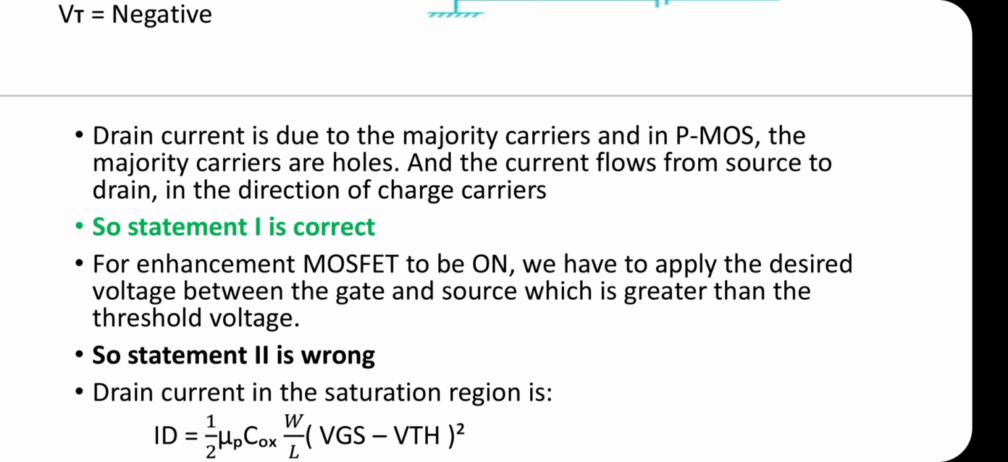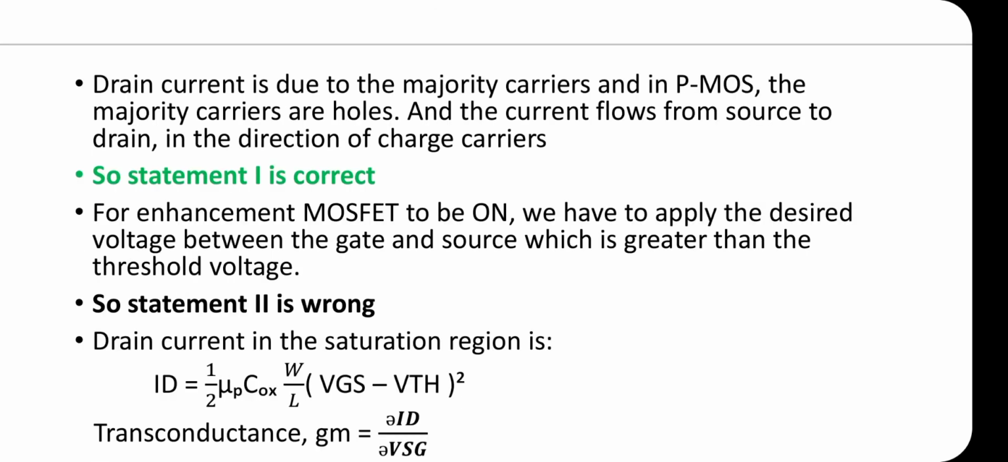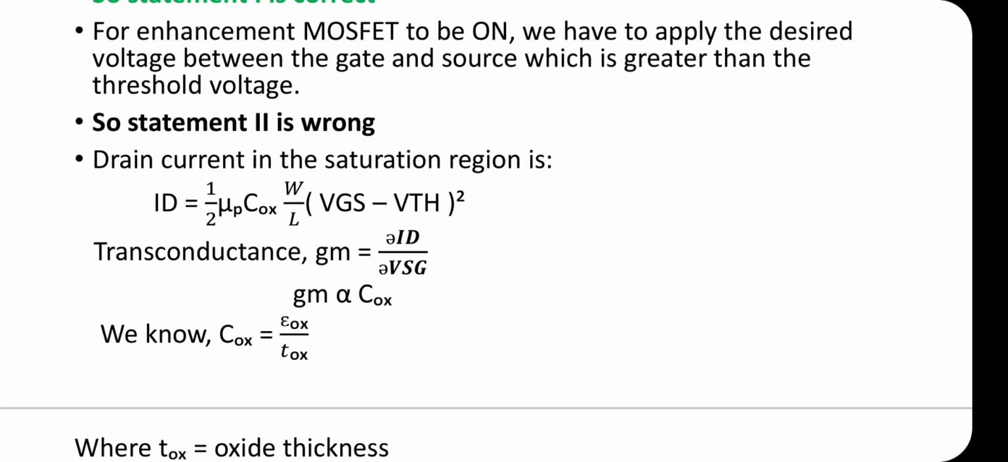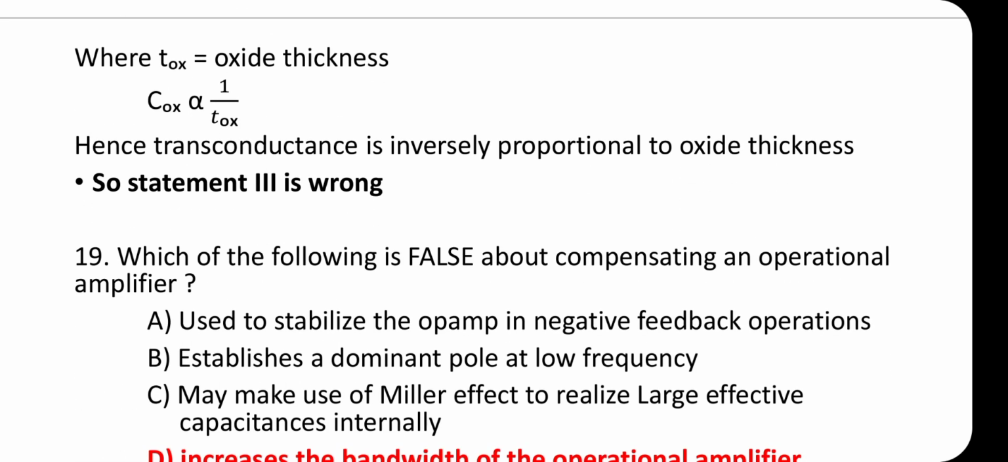For an enhancement MOSFET to be on, we have to apply the desired voltage between the gate and source, which is greater than the threshold voltage. So statement 2 is wrong. Drain current in the saturation region is given by ID equal to 1 by 2 mu P COX W by L into (VGS minus VTH) whole square. Transconductance gm equal to dou ID by dou VGS. gm is directly proportional to COX. We know COX equal to epsilon OX by TOX, where TOX is the oxide thickness. COX is directly proportional to 1 by TOX. Hence, transconductance is inversely proportional to oxide thickness. So statement 3 is also wrong.